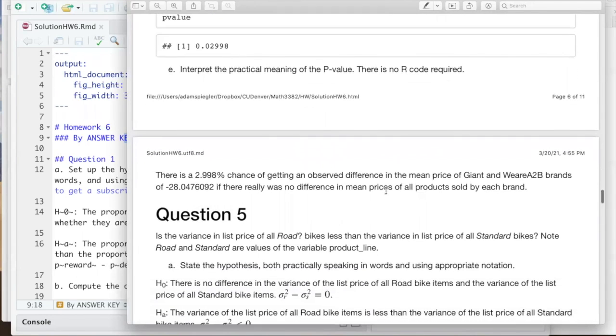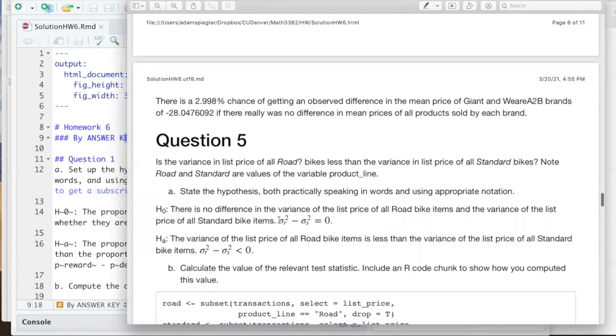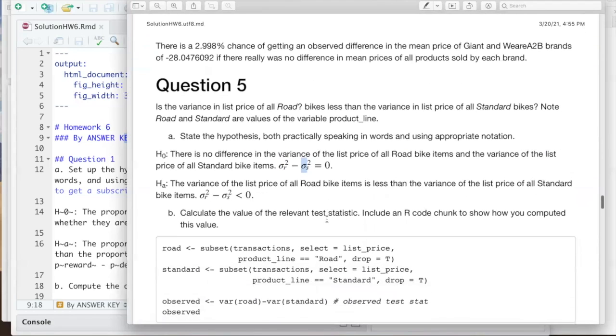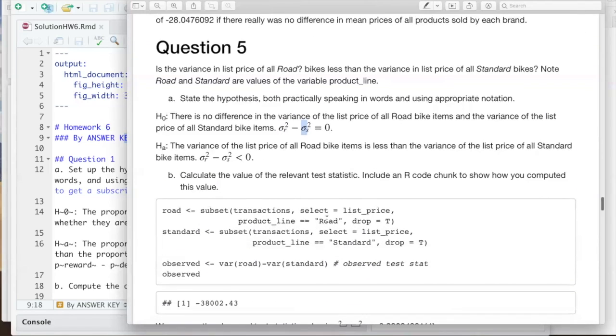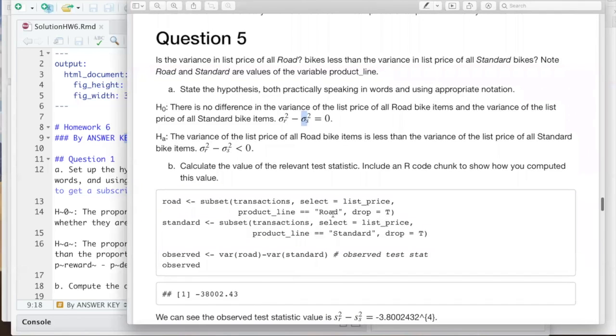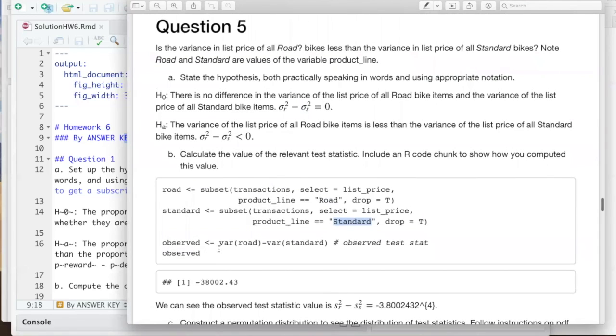Question 5 is very similar to question 4. Here, these are claims about the variance, so be sure that when you state these, you're using the Greek letter sigma squared to represent the variance. But it follows very similar to the previous example, except instead of subsetting things by brand, we're now subsetting them by product line. One product line in the data set is road and another was standard. So here, when we calculate the observed test statistic, it should be the difference in the variances, since that's what the claims are about.